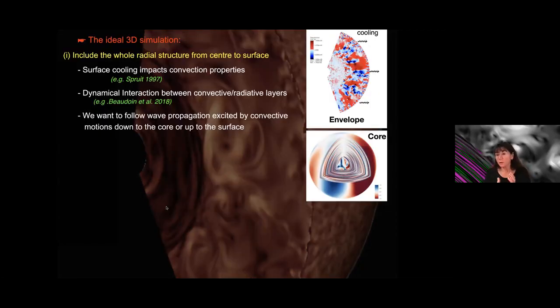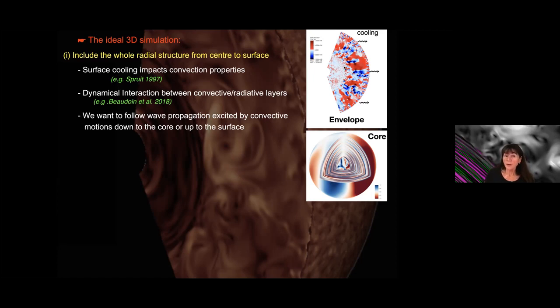So given all those complexity, the ideal 3D simulation, so what we would love to do is, first of all, to have 3D simulations which would include the whole radial structure of the star from the center to the surface for several reasons. First of all, for a star like the Sun, which has a convective envelope, because of the non-local properties of convection, we know that the surface cooling has a very large impact on the convective properties, even down to the bottom of the convective envelope. And this follows the idea of C21 and of others.